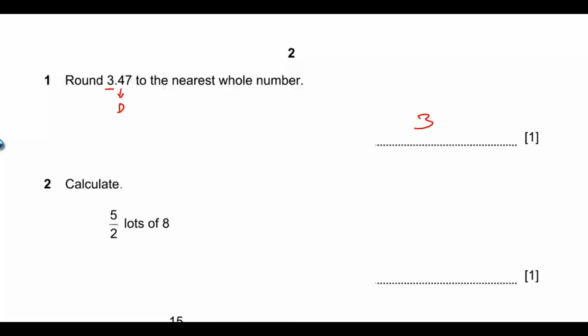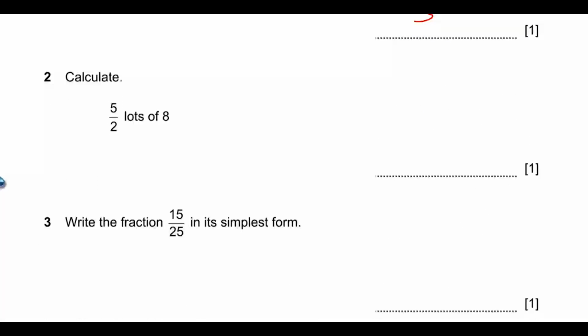So calculate 5 over 2 lots of 8. This is the same as 5 over 2 times 8 over 1. Remember, this is Paper 1, there is no calculator, so you can do 5 times 8, which is 40, divided by 2, and the answer will be 20. And if you like, you can reduce this. 2 goes into 2 once, 2 goes into 8 4 times. Then you have 5 times 4, that will be 20.